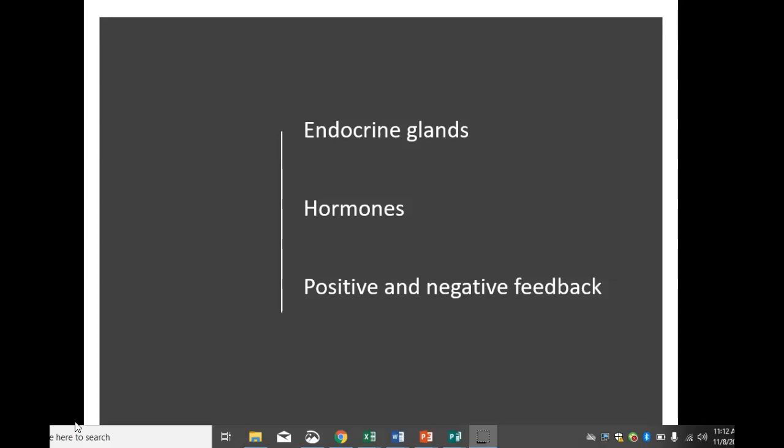In some cases, there's a positive feedback where the initiation of a process actually creates an amplification of that same process. So the product that's being produced at the end of it encourages more signaling, and it ramps up and it gets more and more and more intense. We'll talk about an example of this.